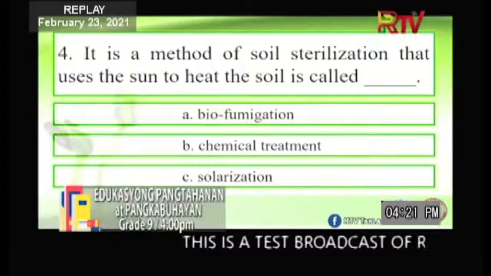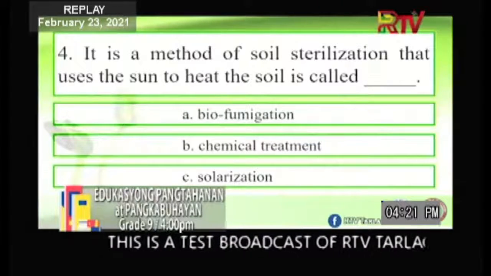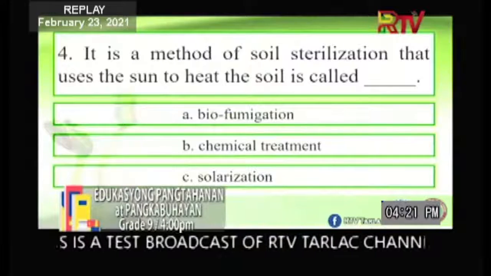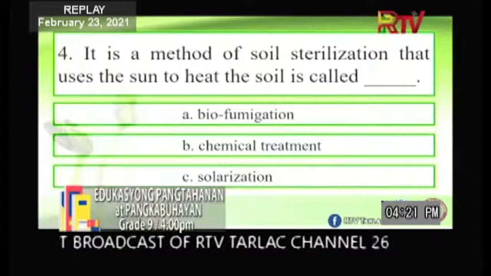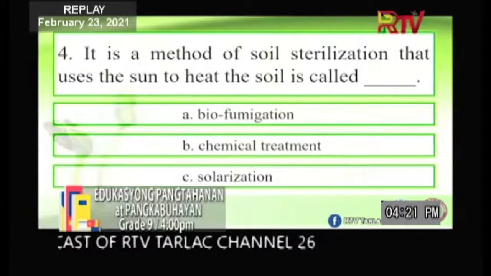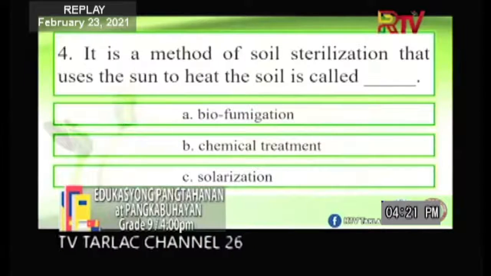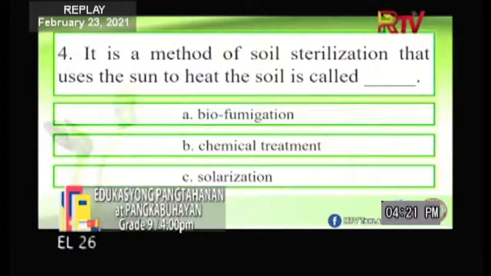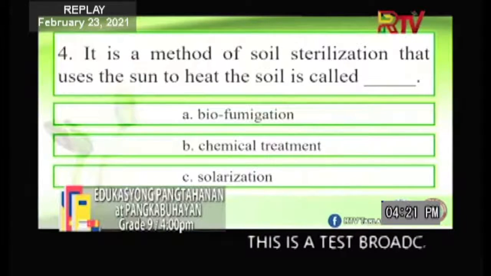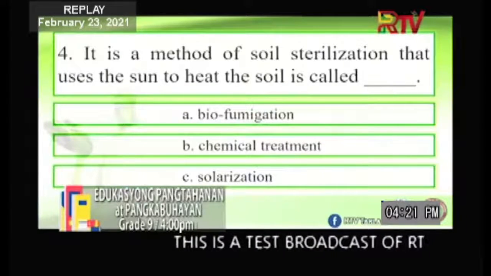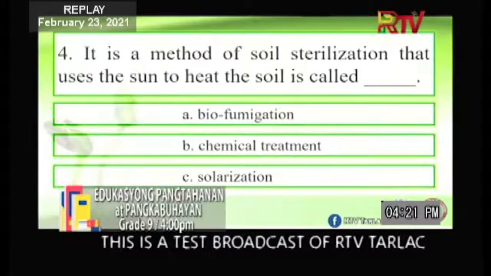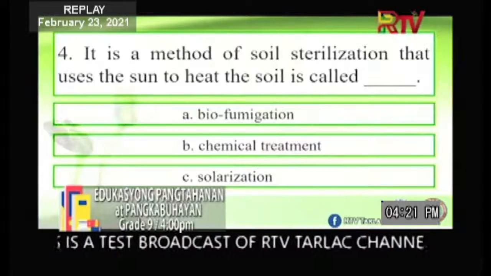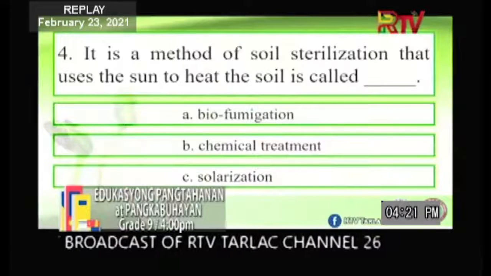Number 4. It is a method of soil sterilization that uses the sun to heat the soil is called blank. A. Biofumigation. B. Chemical treatment. C. Solarization. I repeat. It is a method of soil sterilization that uses the sun to heat the soil is called blank. A. Biofumigation. B. Chemical treatment. C. Solarization.